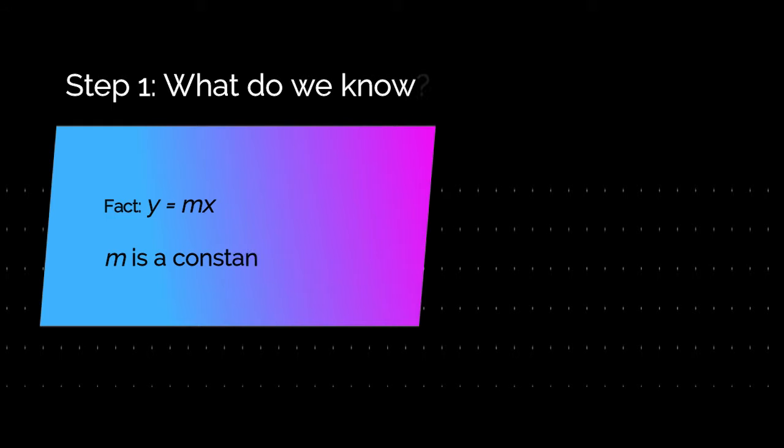At this point, the only facts we have is that y equals mx and that m is a constant. So just keep in mind that you have to always make that statement true. Y has to equal mx.